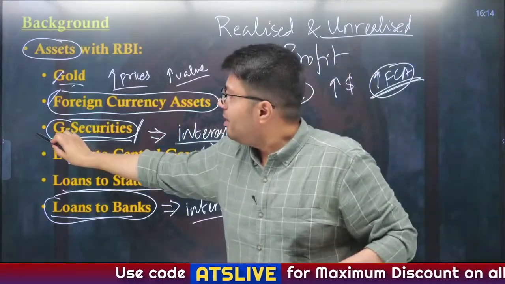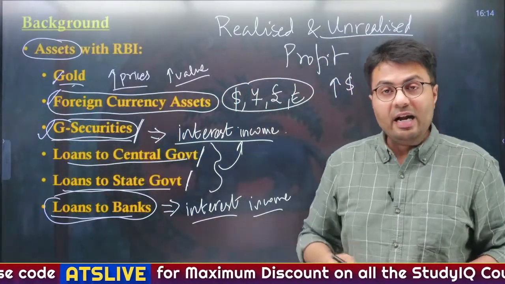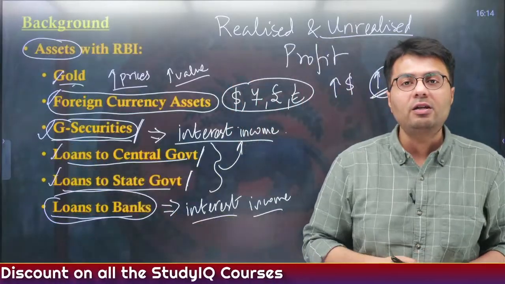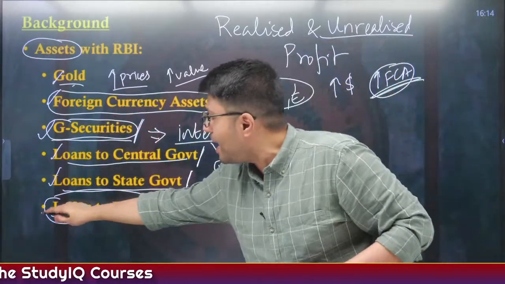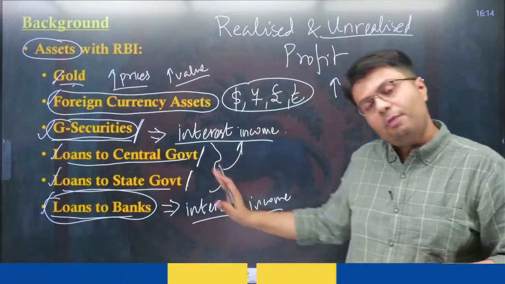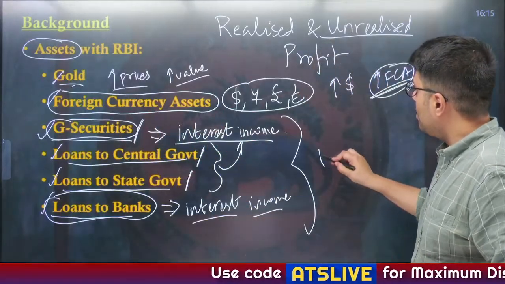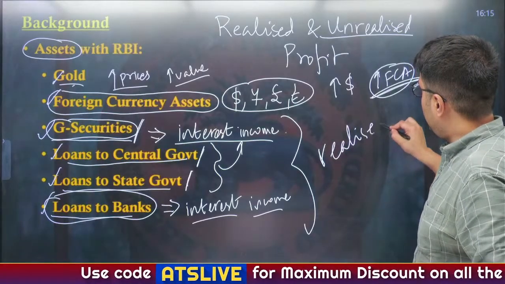But when the government is providing interest on the loans that it has taken, similarly state governments are providing interest income to RBI, or the banks who have taken loans from RBI are providing interest to RBI, these are what? These are realized profit. Understood?